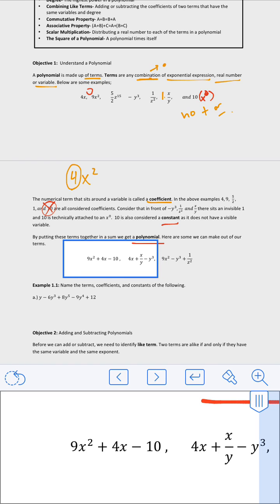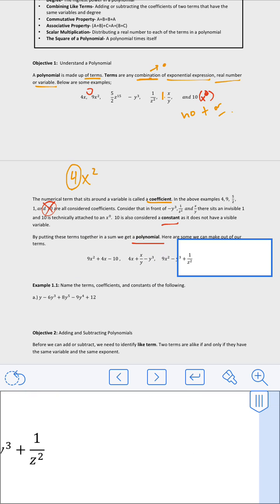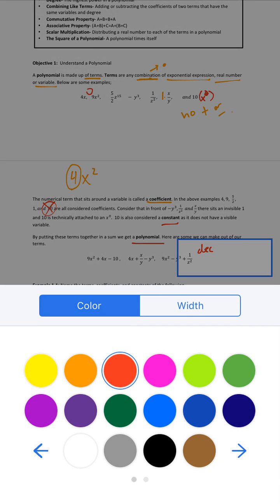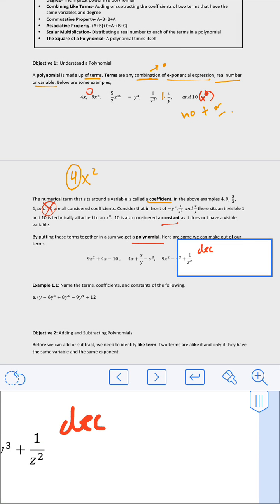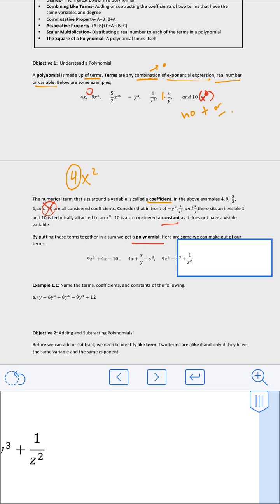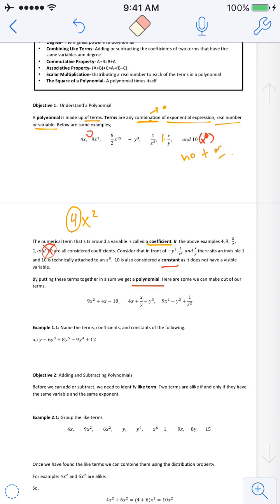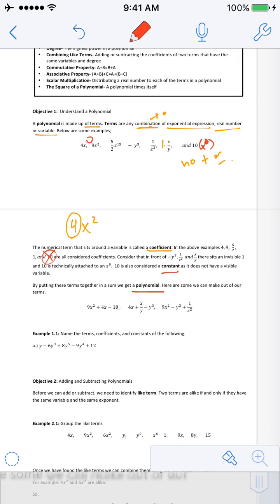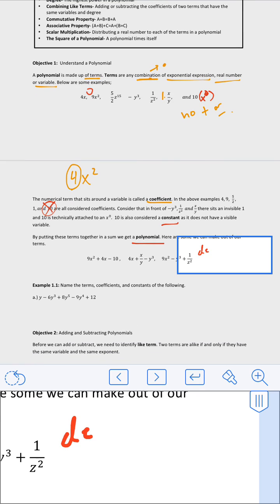Cool. Now there is actually a convention to writing these. We tend to write them in what we call descending exponent order.